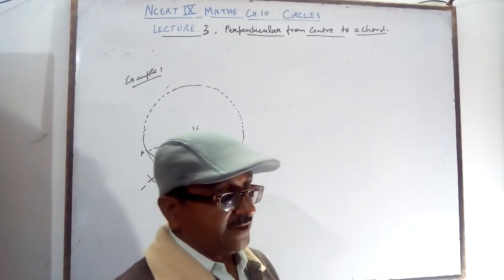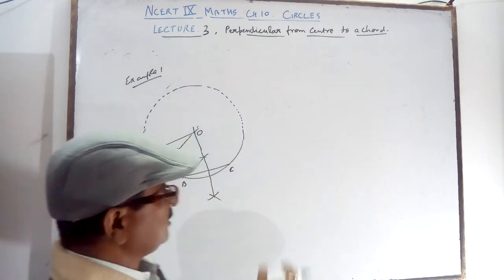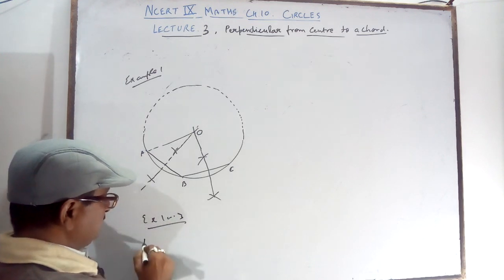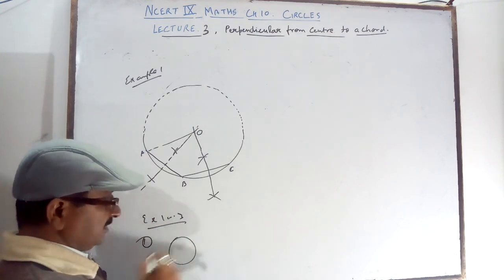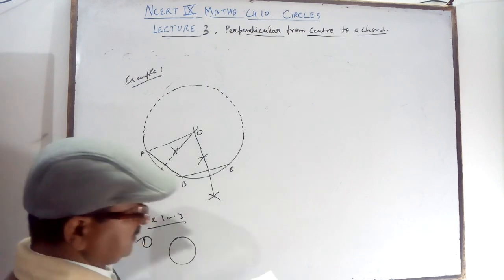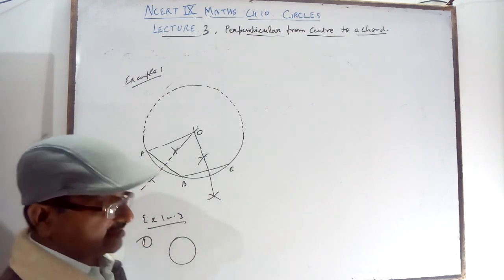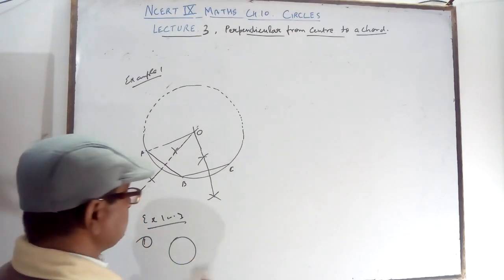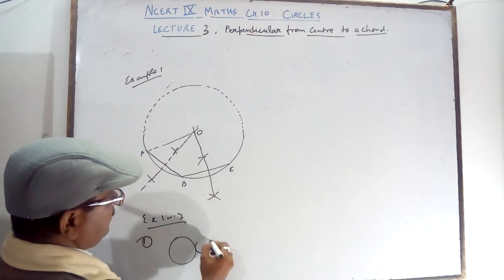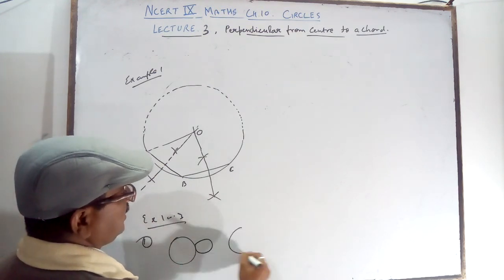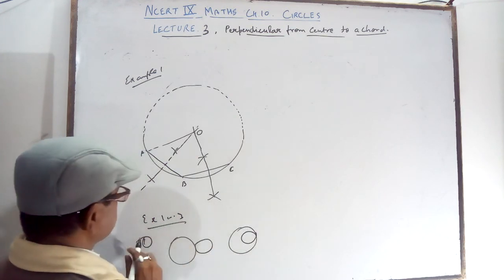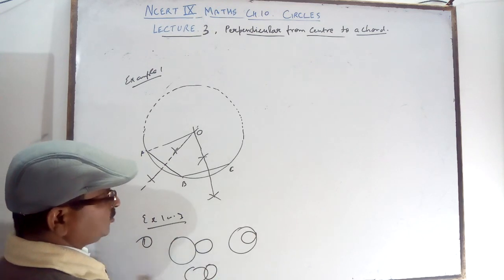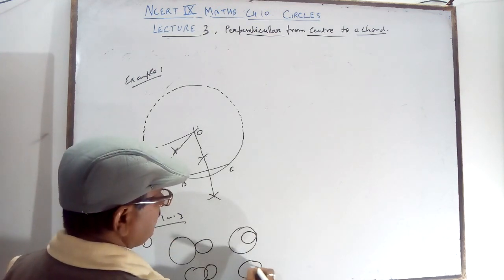Now, draw different pairs of circles. How many points does each pair have in common? Just now I have told you. Question number 1 of exercise 10.3: draw different pairs of circles. How many points does each pair have in common? What is the maximum and what is the minimum? There is one pair with 1 point; another pair with maximum 2 points; and one pair with no point.